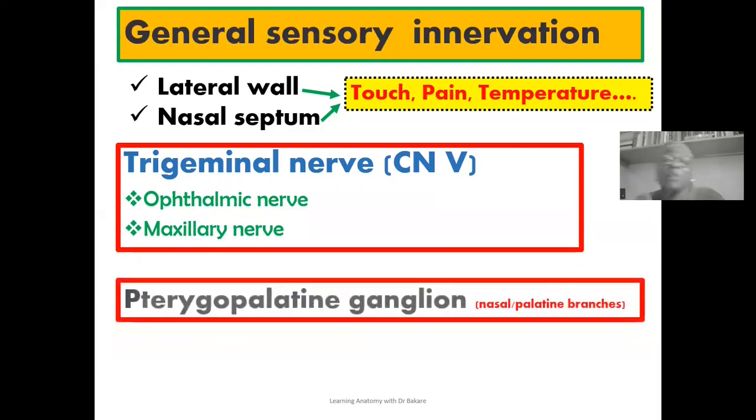Then the second branch that will be providing sensory innervation is the pterygopalatine ganglion. We also said that the pterygopalatine ganglion has a number of branches, but the branches that are involved in innervating the nasal cavity are just limited to the nasal branches and the palatine branches. We'll also be getting to this point during the course of this lecture. So just follow suit and see how these branches innervate the different regions of the nasal cavity.